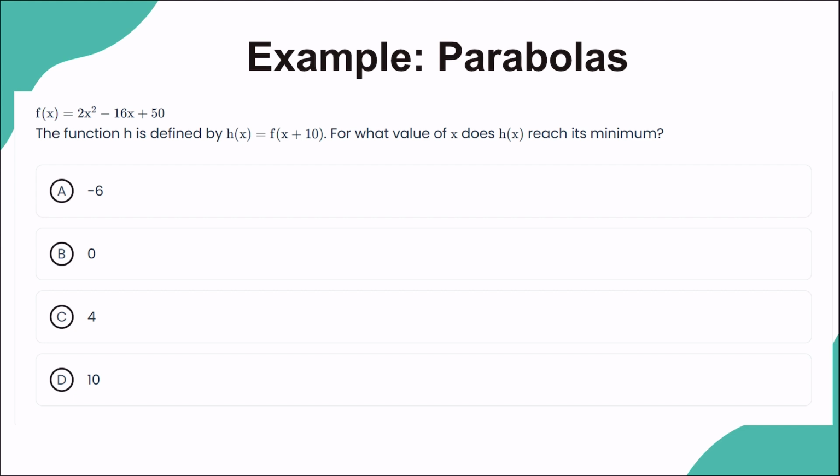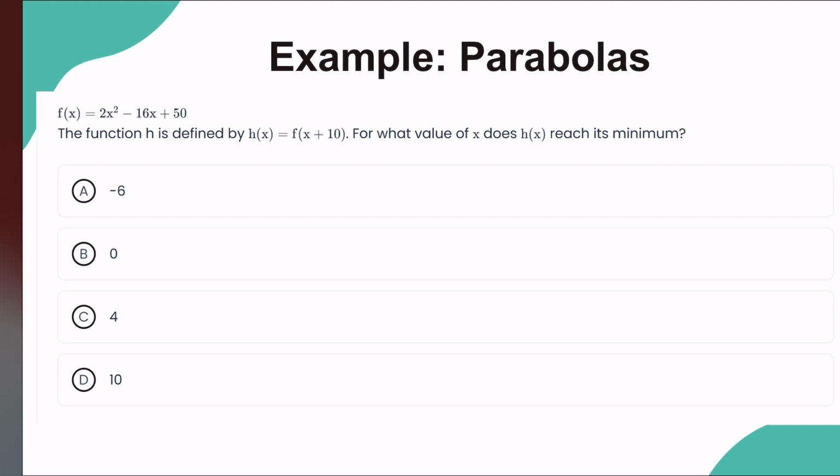It gives us a function, and it says the function h is defined by h of x equals f of x plus 10. Okay, so let's work on this next example. It gives us a function f of x, and then tells us the function h is defined by h of x equals f of x plus 10. For which value of x does h of x reach its minimum? Now, mathematically, we could kind of try to put this transformation in the original equation, see what the resulting parabola is, but I think there's a much easier way to do this one graphically.